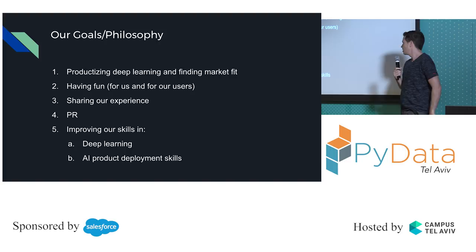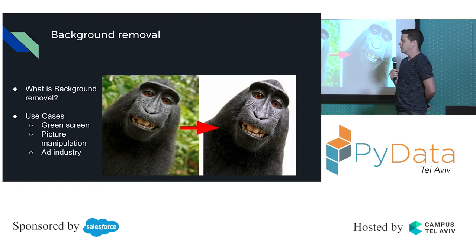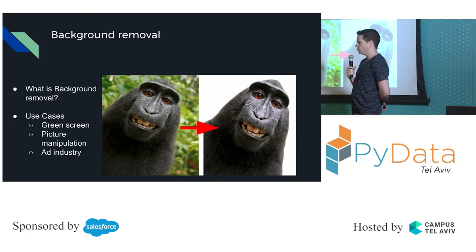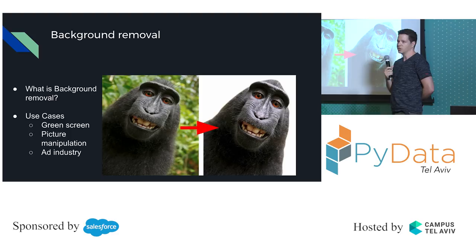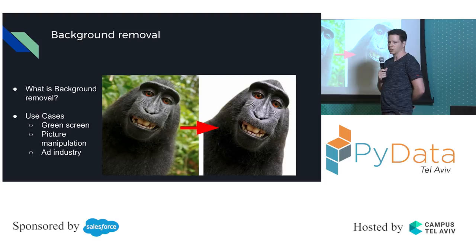So background removal, I'm not going to explain, you see in the picture what it is. Actually, our product is all about taking a selfie or some kind of portrait of a person and then removing the background. What else can you do with it? Whatever you like. You can put another background or whatever. The commercial use cases are various. The first you can think of is a green screen in the movie industry, and all kinds of picture manipulations. And as we learned recently, the ad industry is also very much interested in such a product.